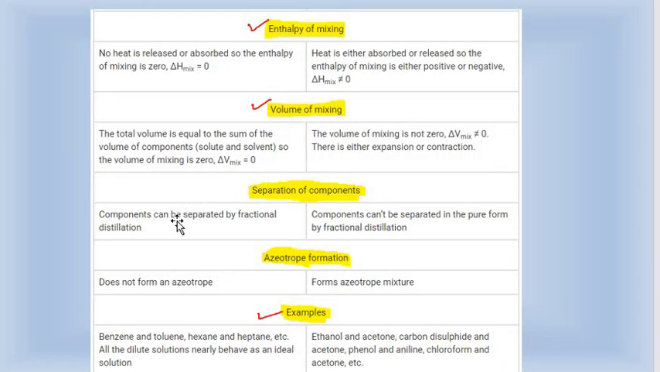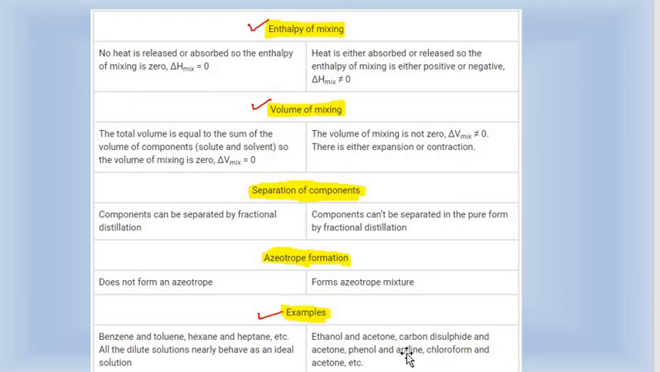In case of ideal, the components are easily separated by the fractional distillation method, but non-ideal solutions will not be separated easily by fractional distillation because they form azeotropic mixtures. Ideal solutions do not form azeotropic mixtures. They are separated into their components easily by fractional distillation. One such example of ideal is benzene and toluene, hexane and heptane.